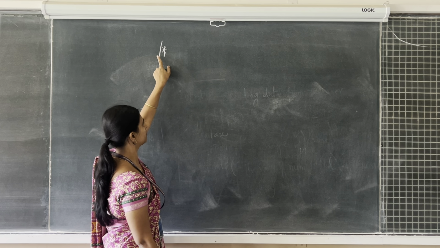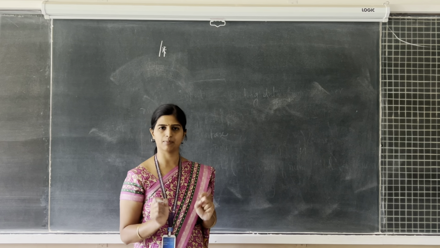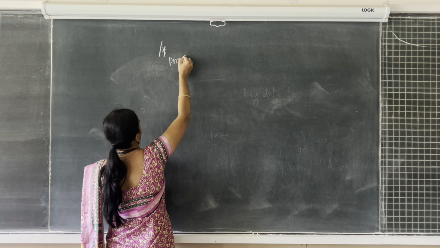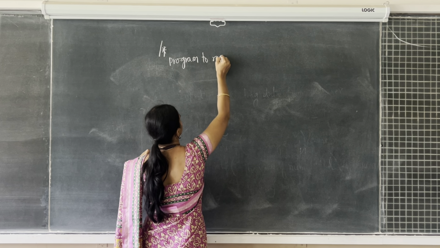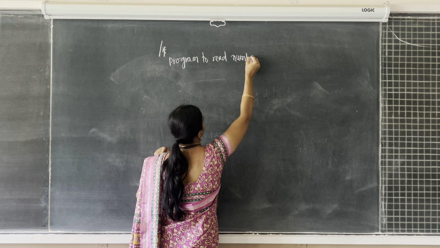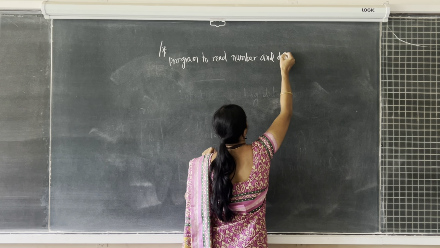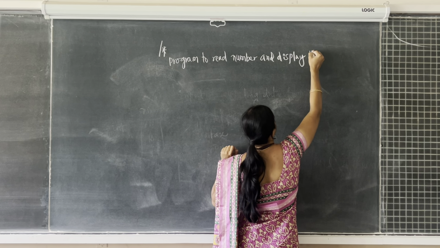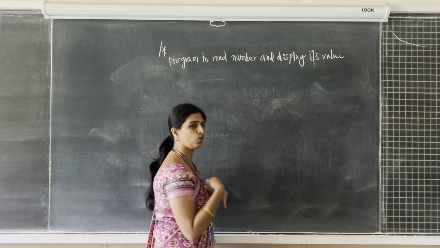So I will be starting with the / then star, which indicates it's a multi-line comment, more than one line. So first thing that I will be writing is program. I am telling the user it's about what? Program to read number and display its value. To read number and display its value.